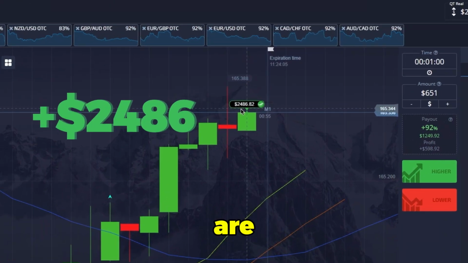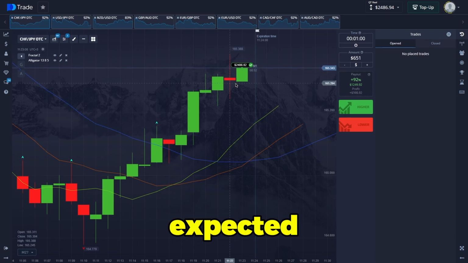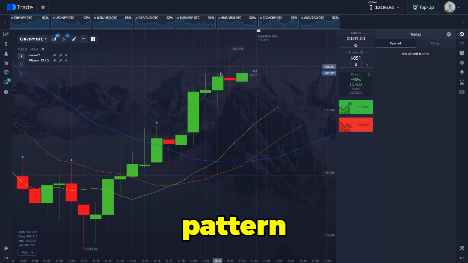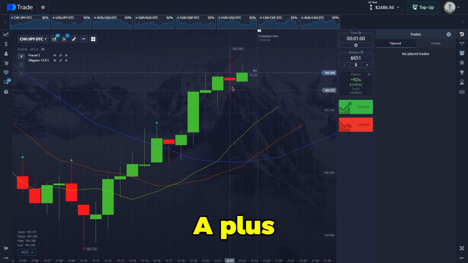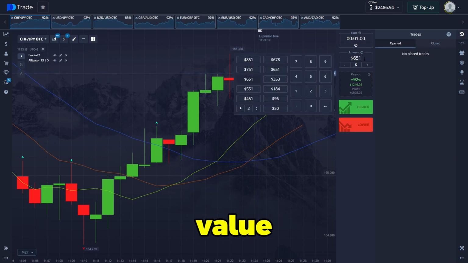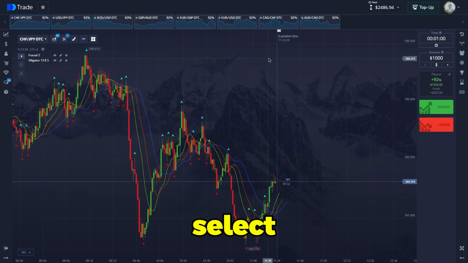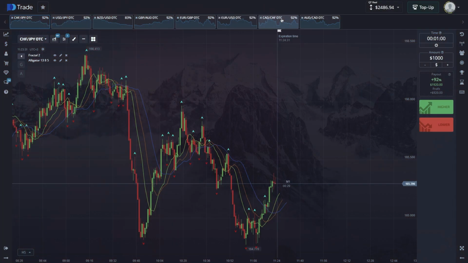And the next deals are easily closed at A plus, as I expected. We have a small price pullback. In this case, it looks like a doji pattern, and a new candle closed the deal at A plus. Let's change the amount of the value, put 1,000 and open two deals worth $2,000.